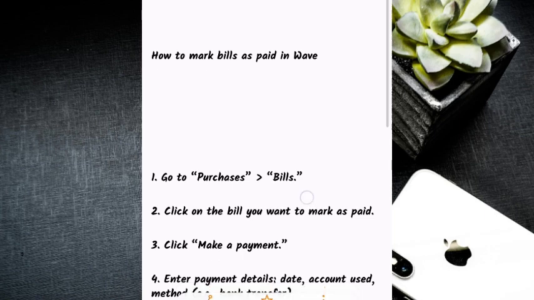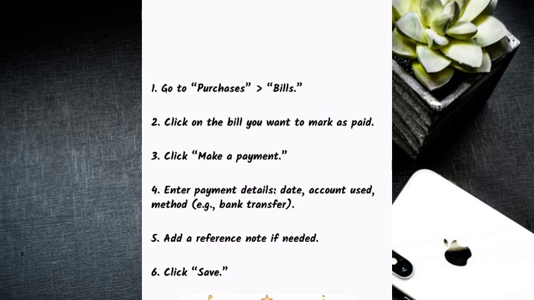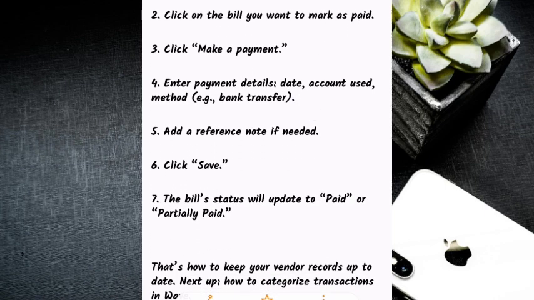And once that's done, you've got to enter payment details, as well as, of course, the date, the account used, the method, whether it's bank transfer or not. Just select all of that information, and then you're going to add a reference note if needed. And once that's done, just click save. Now the bill status will update to paid or partially paid. And that's how to keep your vendor records up to date.